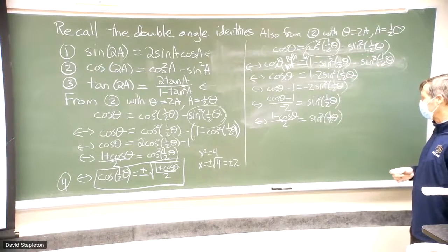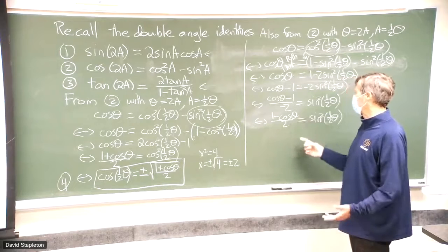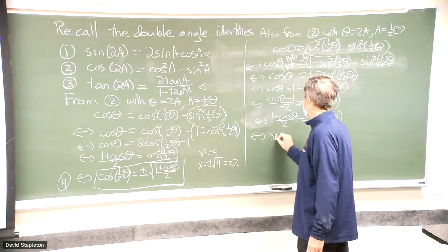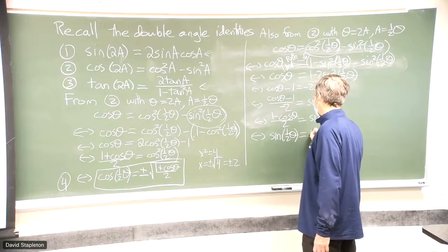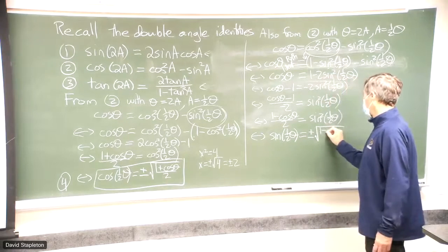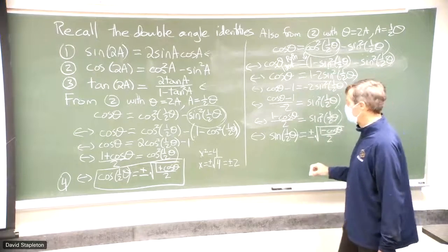And now finally, if sine squared is this number, then sine must be plus or minus its square root, right? So sine 1/2 theta, the square root of the right side, must be plus or minus the square root of the left side if the two squares are equal. 1 minus cosine theta over 2. All right. So that could be equation 5.